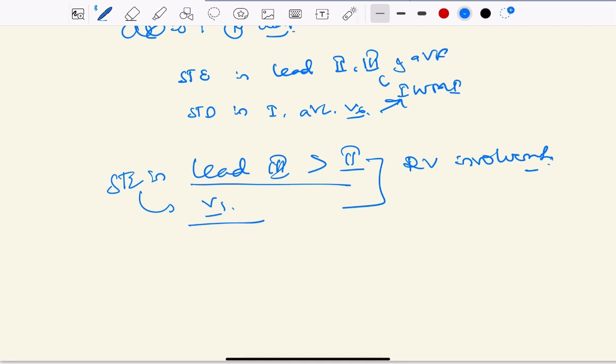So these are V1 and V2. These are suggestive of right ventricular involvement. And the involvement of the right ventricle is confirmed by right-sided ECG leads, showing ST elevation in right-sided ECG leads.